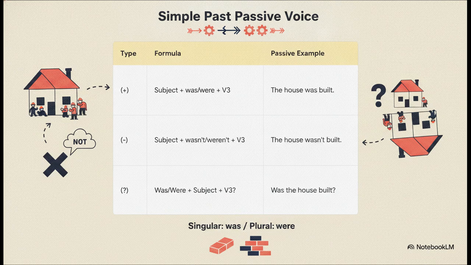And for questions, or interrogatives, you just flip the was or were straight to the front. Was the house built by the team? The absolutely crucial thing to remember here is your auxiliary verb. You have to use was for singular subjects, like the house, and were for plural subjects.